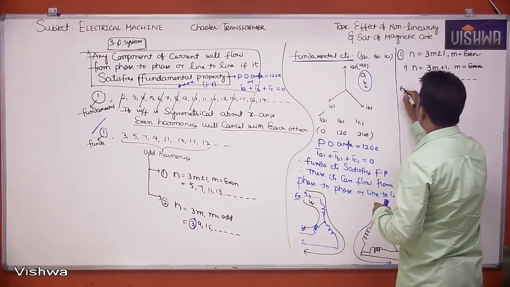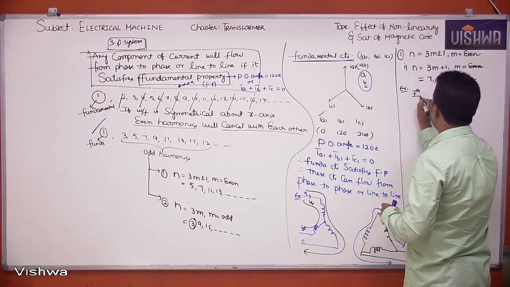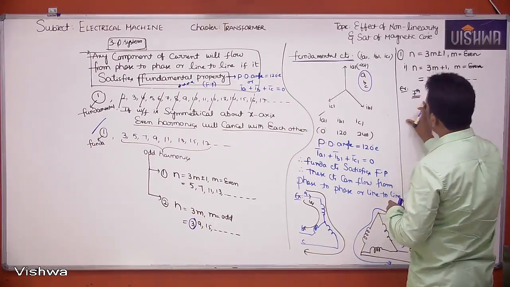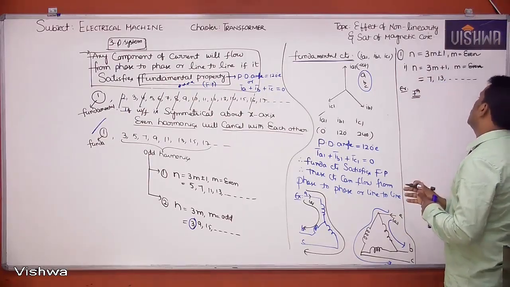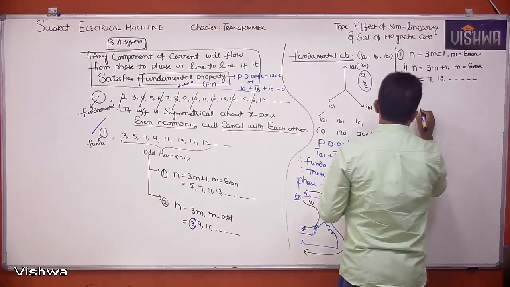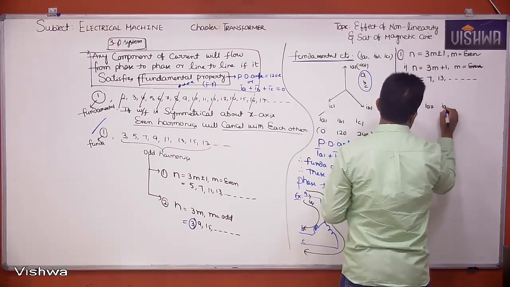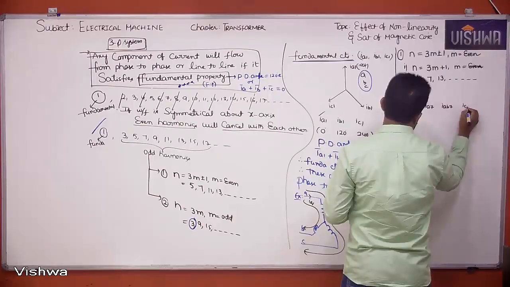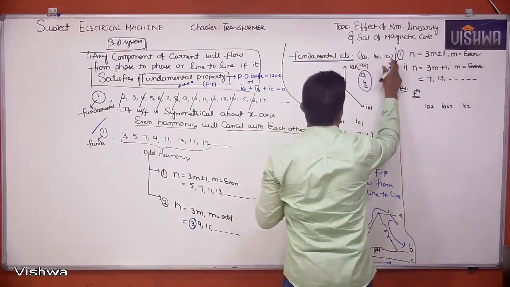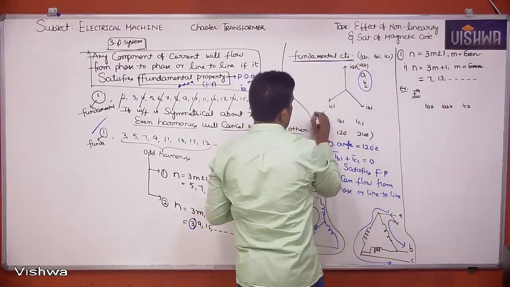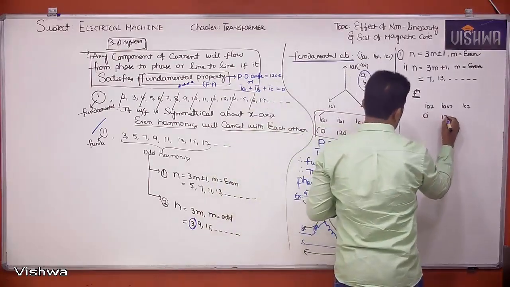Here, for example, please take the 7th harmonic, and let me generalize the conclusions. Whatever is valid for the 7th harmonic will be valid for n equal to 3m plus 1, right? For the 7th harmonic, what is the angle between IA7, IB7 and IC7? Generally, for IA1, IB1, IC1, what is the angle between them? 0, 120, 240, right? 0, 120, 240.